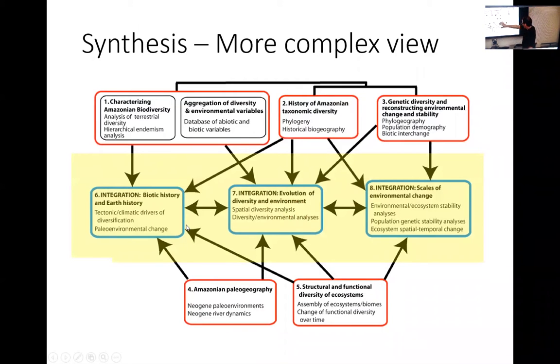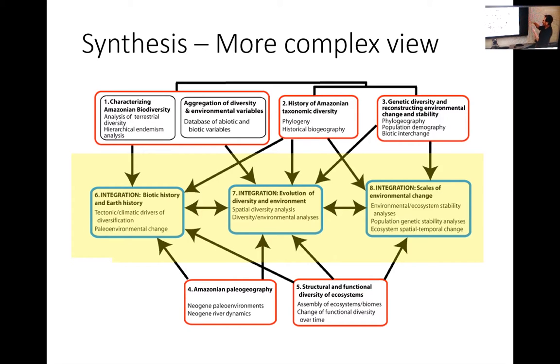But basically, the integration pieces of the work we did over here, the questions around integrations around biotic histories or earth histories, around evolution of diversity and environment, around scales of change, are all fed by these big pieces of a puzzle that need to be brought together and combined into frameworks where we need to learn how the Amazon works. And again, no shortage of challenges. And I will say that after 5 years on this project, almost 6 years, we have learned how far we have to go to get to this big integration.